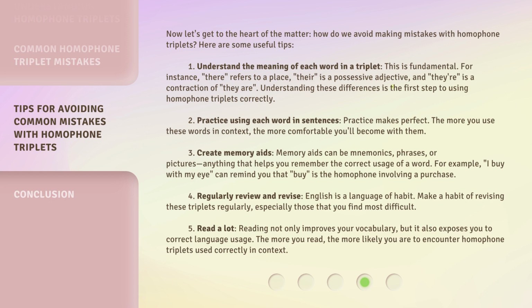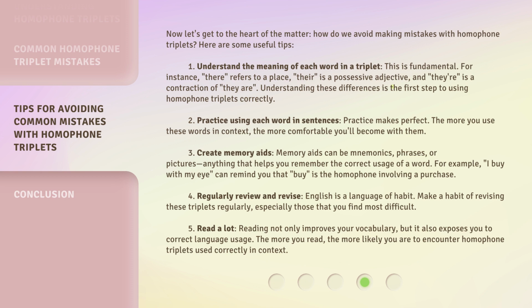2. Practice using each word in sentences. Practice makes perfect. The more you use these words in context, the more comfortable you'll become with them. 3. Create memory aids. Memory aids can be mnemonics, phrases, or pictures. Anything that helps you remember the correct usage of a word. For example, I buy with my eye can remind you that buy is the homophone involving a purchase.